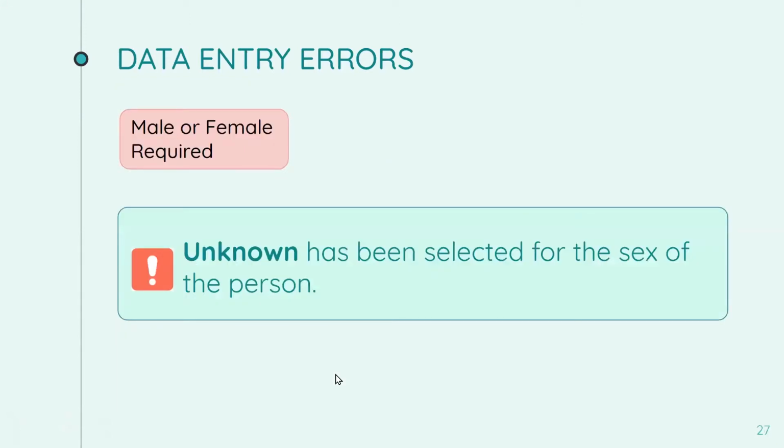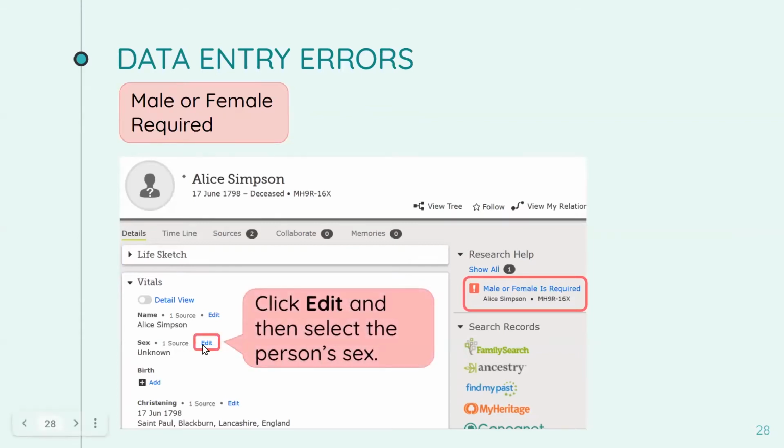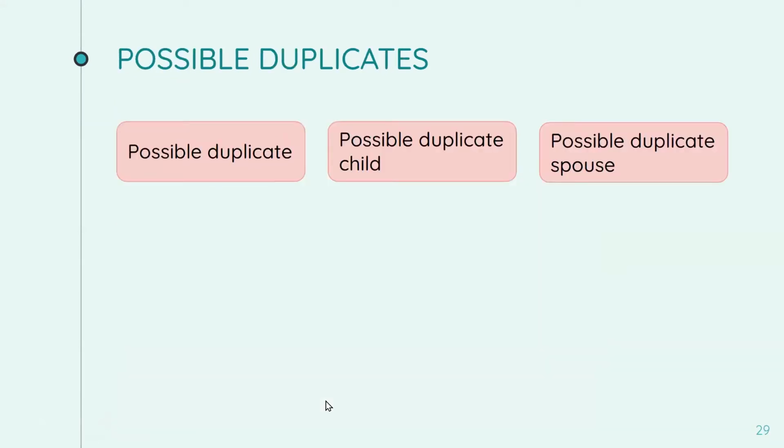Okay, the last type of data entry error is male or female required, and this means that unknown has been selected for the sex of the person. So here's an example. Here's Alice, and she has a data error over here indicating that the sex is unknown. The solution to that is very similar to the others. You just click edit, and then you select that person's sex. So that is all the data errors.